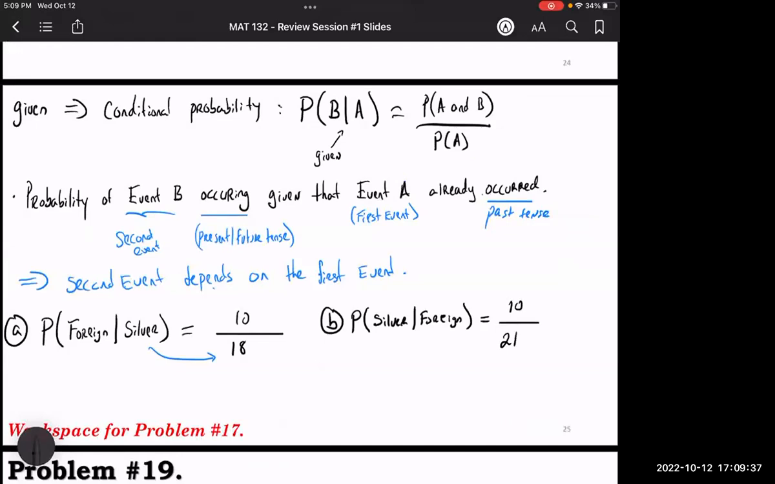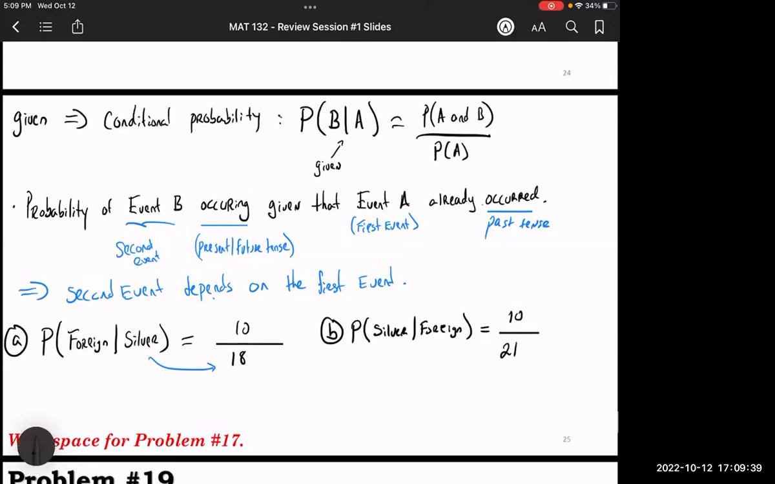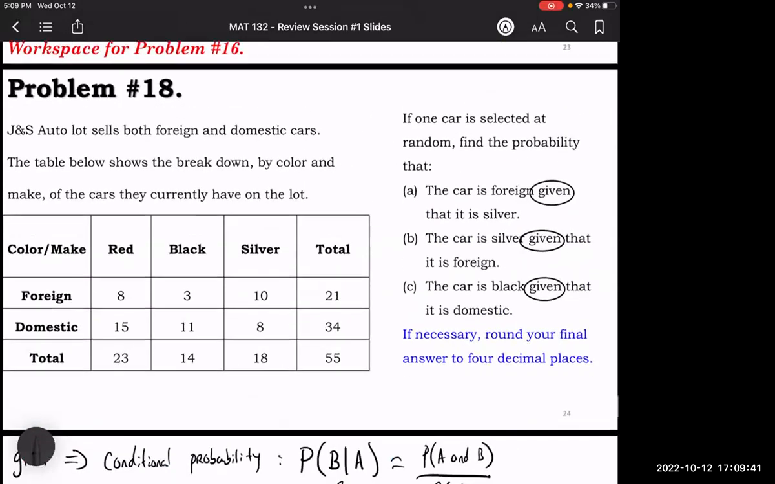Let's try part C. I'll do part C here somewhere, on the bottom. What I want you to do for part C, where it says the car is black given that it's domestic, is write it out in the probability notation. Okay? So what would be your event B? What would be your event A?